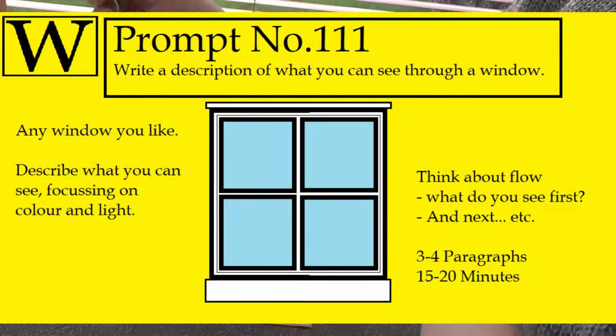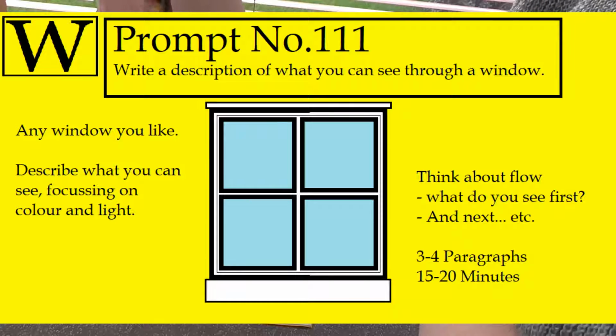So all we want is 3 or 4 paragraphs describing the view from a window. It can be any window you like. It can be your bedroom window, your front room window. It can be a window in a book. A window in Hogwarts would be interesting, okay? But we are focusing on shapes and colours that are happening. And I don't want it to be just a random collection of descriptions. Okay, this isn't a story, but you need to have some sort of flow.